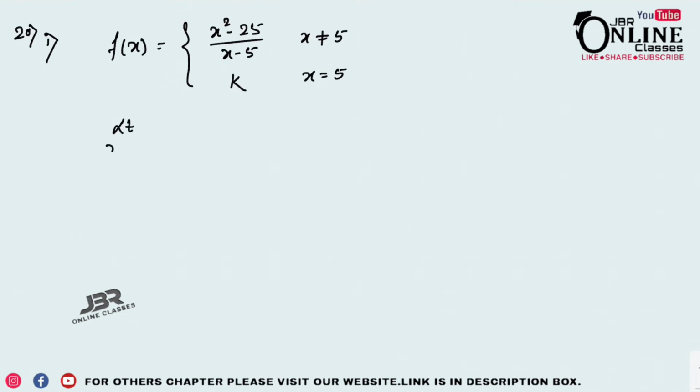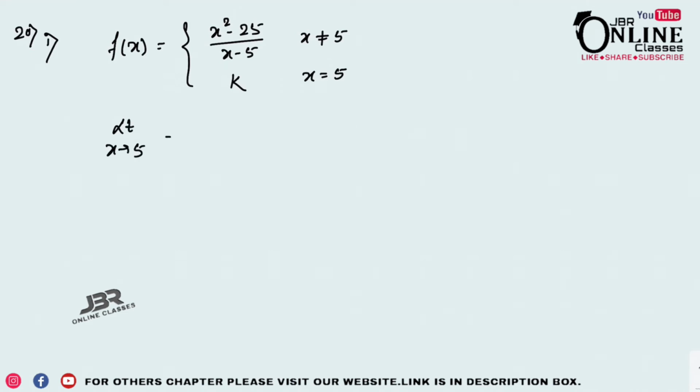Now next one, sum number 20. In sum number 20, you have a total of 7 sums. So here the first one: f(x) equal to (x square minus 25) divided by (x minus 5) when x is not equal to 5, and k when x equal to 5, is continuous at x equal to 5. Then find the value of k. Okay, so all sums are a similar kind of sum.